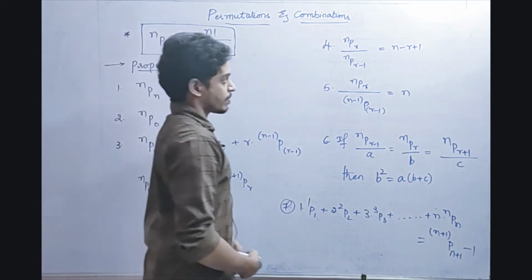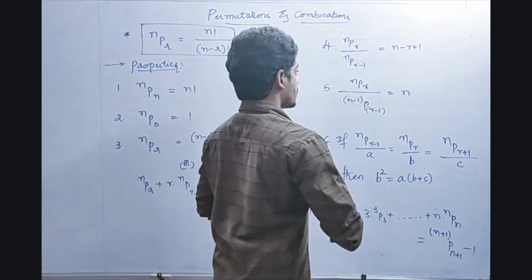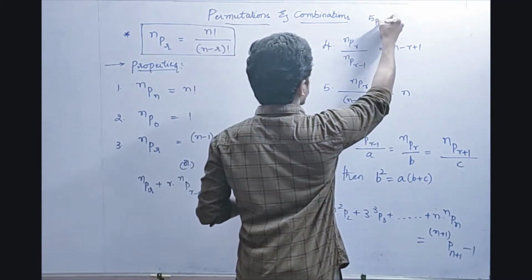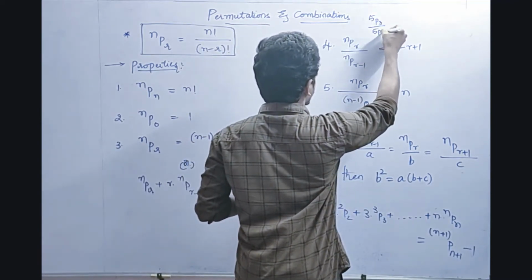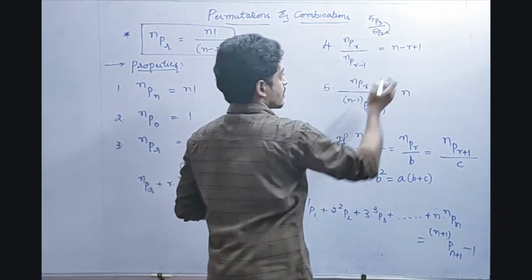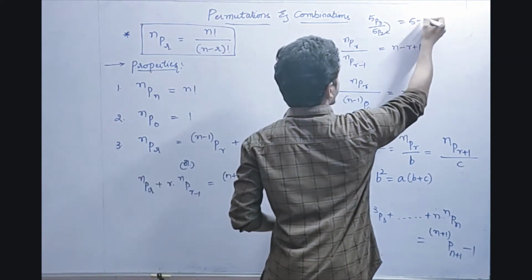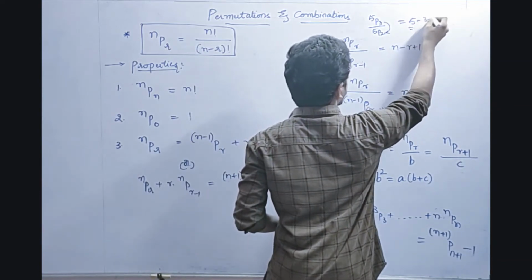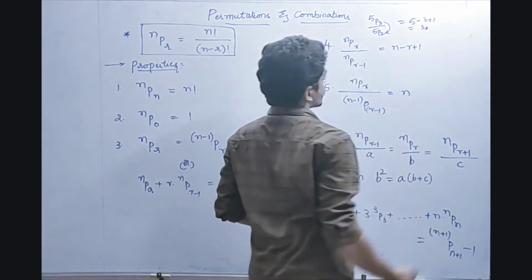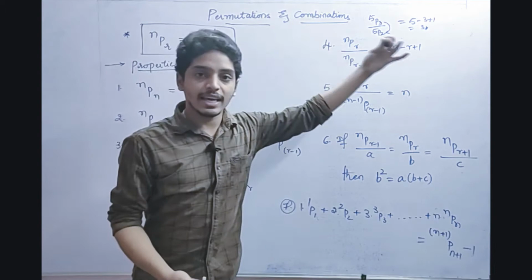Okay friends, next one. nPr by nP(r minus 1) gives n minus r plus 1, friends. Suppose 5P3 by 5P2. Here r is reduced by 1, n is the same. So how can we say this? 5 minus r, where r value is 3, plus 1, that is nothing but 2 plus 1, that is nothing but 3. So in this way we will say, right? No need of substituting this formula again and cancelling, no need.